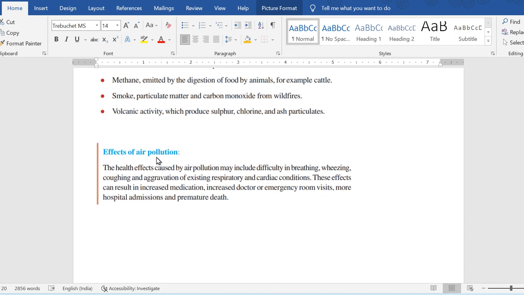What are the effects of air pollution? Health gets affected by air pollution. This may include difficulty in breathing, wheezing problems, coughing, and aggravation of existing respiratory and cardiac conditions. These effects can result in increased medication, increased doctor visits, increased emergency room visits, and hospital admissions, and sometimes even premature death. These are the effects of air pollution.